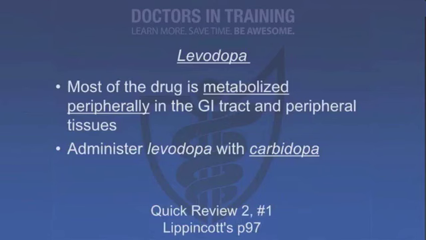Now, carbidopa does not cross the blood-brain barrier, and it diminishes the metabolism of levodopa in the GI tract and in the peripheral tissues. So this increases the availability of levodopa to the central nervous system and reduces the side effects. Now, selegiline can also be used, but far and away more often you're going to see that combination levodopa with carbidopa as your primary treatment.